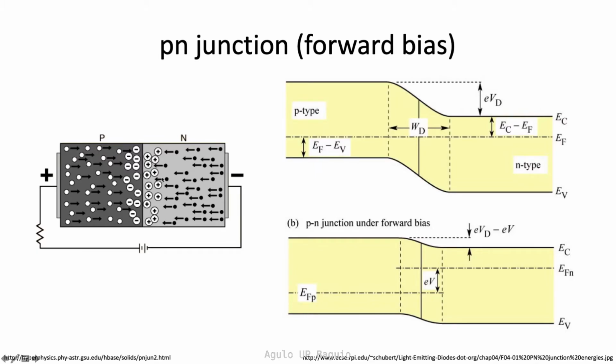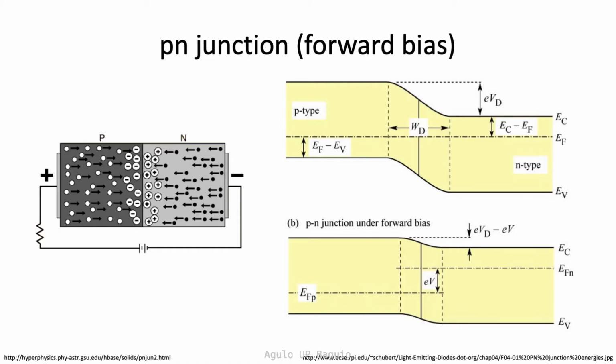In equilibrium, both electrons and holes are in the space charge region or depletion region. The corresponding energy band diagram is shown in the upper right figure. This time, the potential barrier is represented by EVD. If an external potential is applied across the p-n junction with the positive terminal on the p-type and the negative terminal on the n-type, then this configuration is called the forward bias.